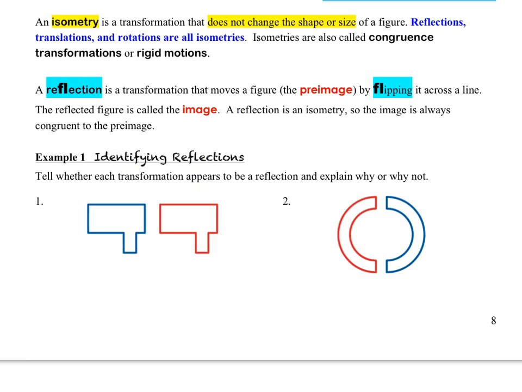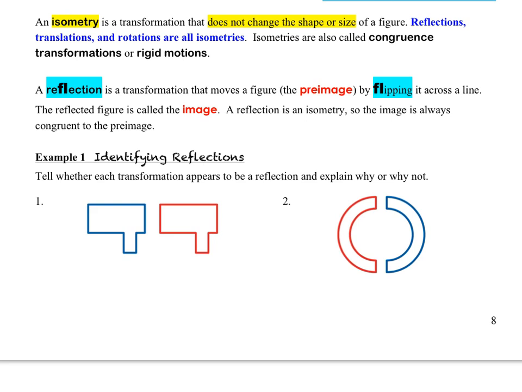Let's move on to an explanation of isometry. We talked about this just a minute ago, but an isometry is a transformation that does not change the shape or size of a figure. We have different kinds of isometries. Reflections, translations, and rotations are all isometries.